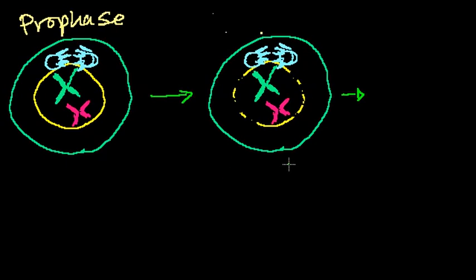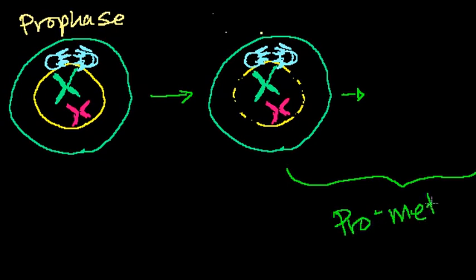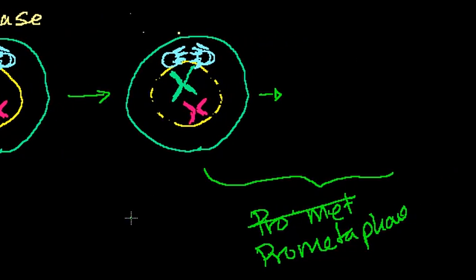Let me write that down. Prometaphase. I don't think there's a hyphen there. So sometimes it's actually considered a separate phase of mitosis. Although when I learned it in school, they didn't bother with prometaphase. They just called it all prophase. But by the end of prophase, or actually by the end of prometaphase, depending on how you want to view it, the whole situation is going to look something like this.